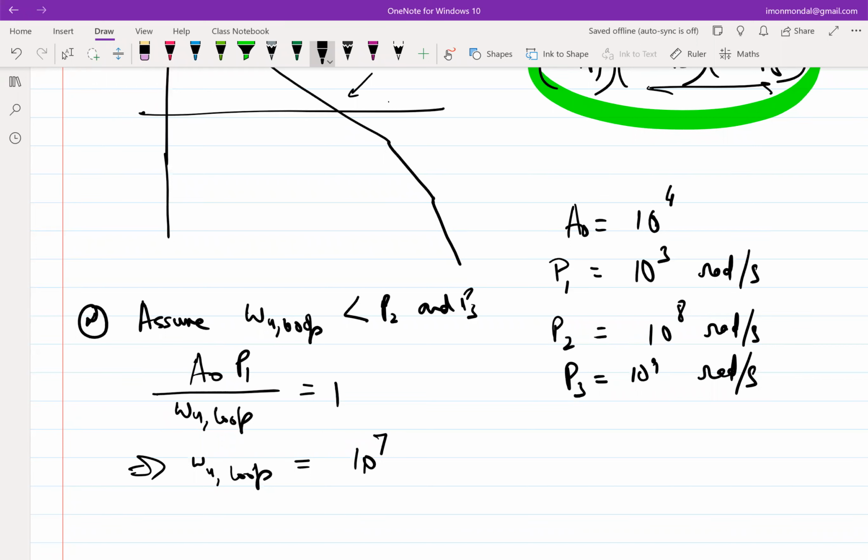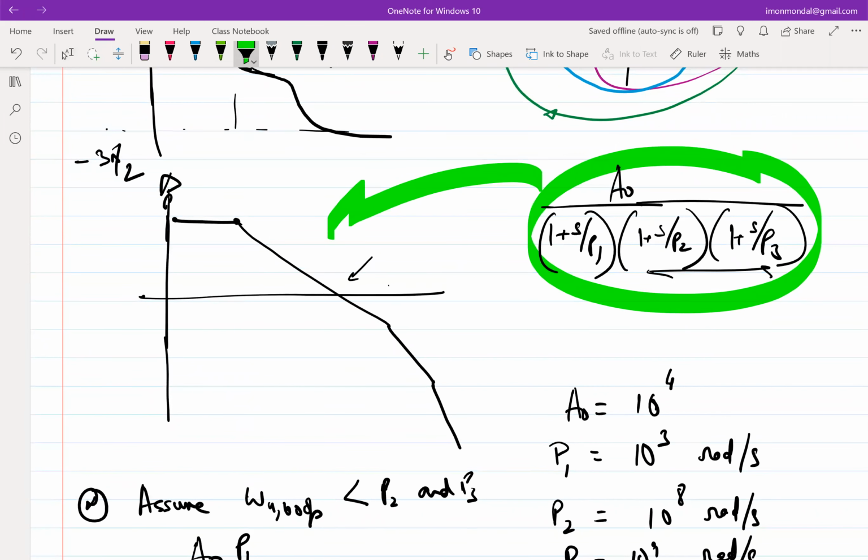If the assumption is invalid, for example, if my P1 had been 10 power 5, then clearly this assumption wouldn't have been valid. Then you would have to take the second term into account.